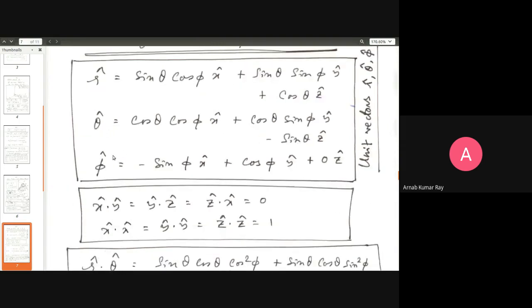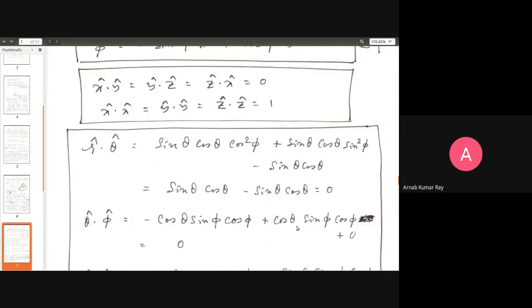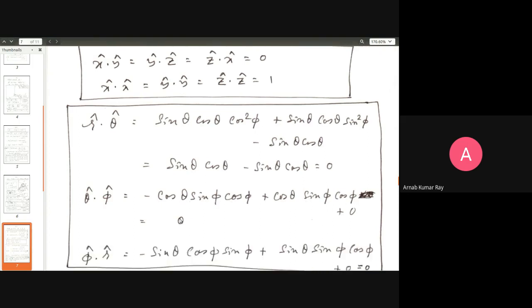Next is theta cap dot phi cap. Again, the same principle applies. In phi cap, z has no contribution, so you put a 0 in front of z. So x cap dot x cap, y cap dot y cap, they contribute. Z cap dot z cap will anyway be equal to 0. And so basically you will have cos theta cos phi sine phi, minus cos theta cos phi sine phi, plus cos theta sine phi cos phi. So when you put all that together, minus cos theta sine phi cos phi plus cos theta sine phi cos phi, they will cancel again, and you'll get 0.